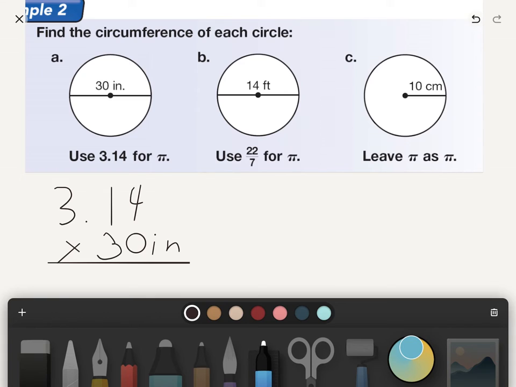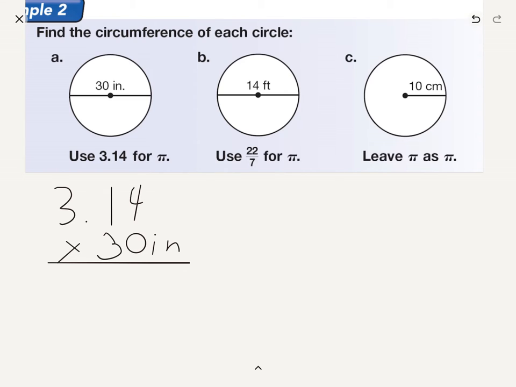Okay, so I'm going to do this out just to get it out of the way. I'm sure everyone's already done with A, right? It's the one where you have to use 22/7. Okay, here. Okay, 3.